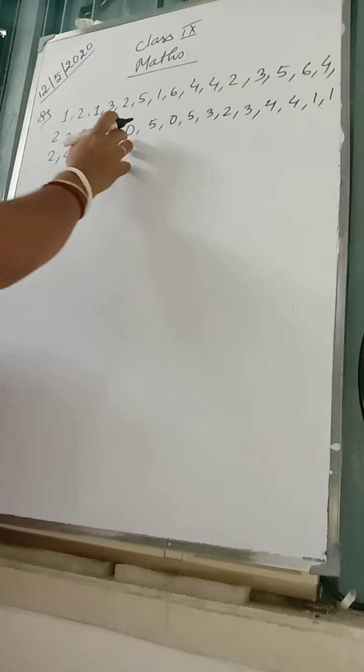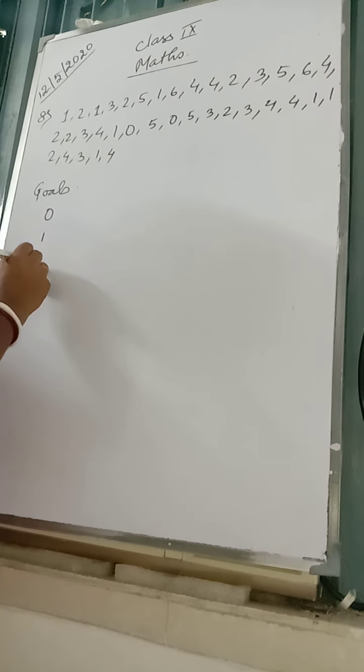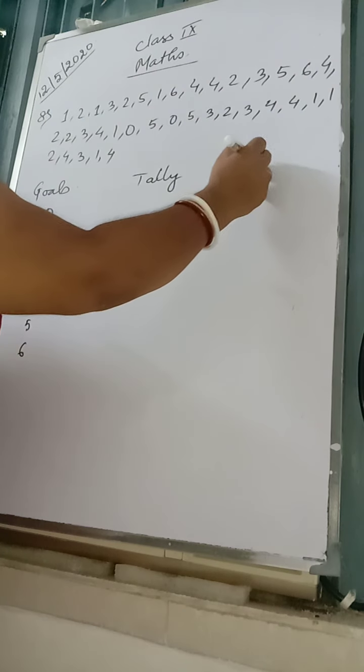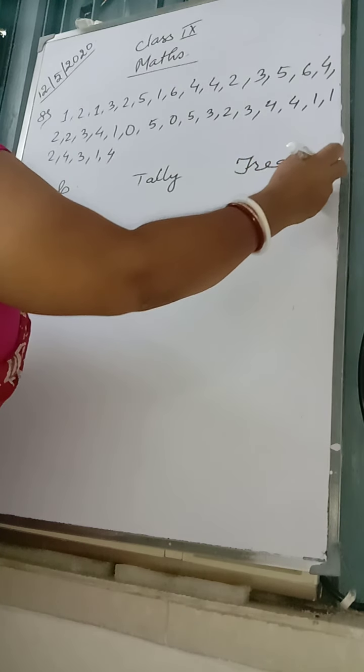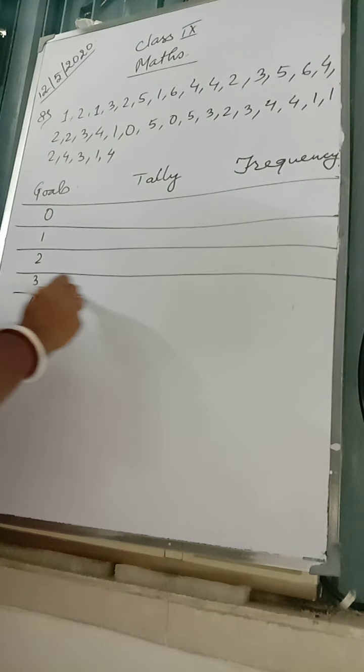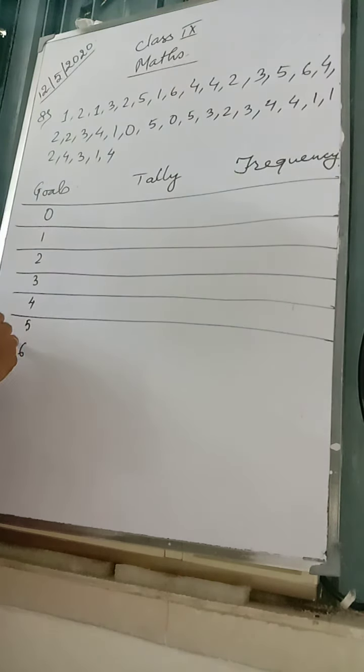Now what is the minimum we can see? That is 0. And the maximum is 6. So what we are going to write is goals: 0, 1, 2, 3, 4, 5 and 6. The next is tally, and the third is frequency. You can see I have not written 0 to 5. I have written only 0, only 1, only 2, only 3, only 4, 5 and 6. Is it done?